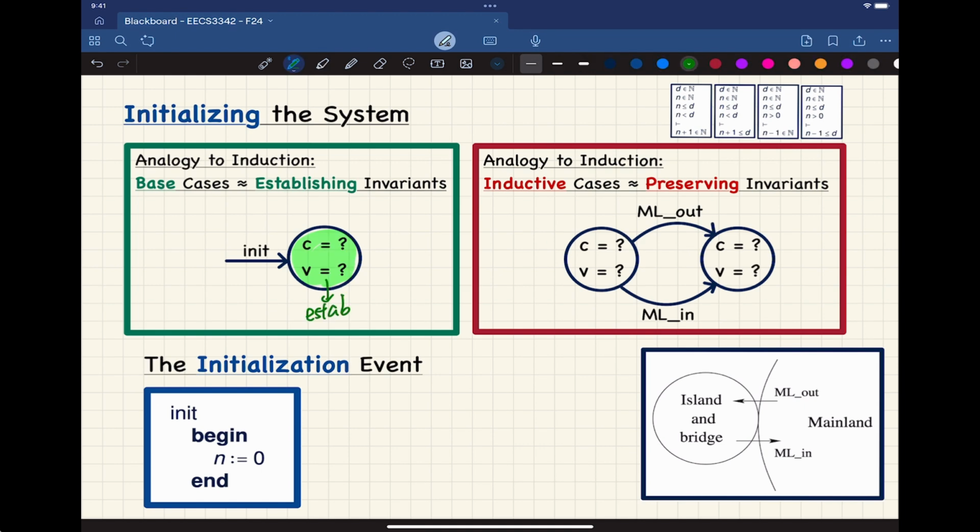Establishing all the invariants for the first time. This is what we're going to focus on right now.